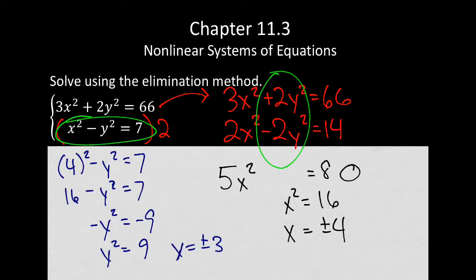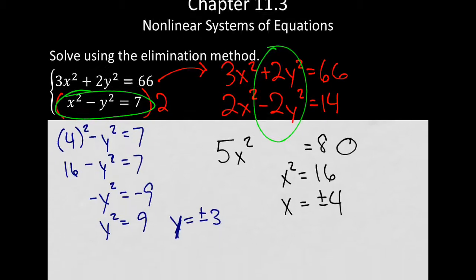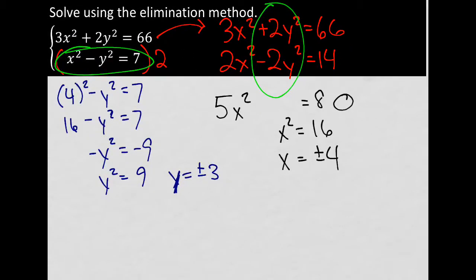Now, again, here's another one of those places we've got to be careful. What did we substitute in for x? We substituted in x equals 4. And if x equals 4, y equals plus or minus 3. So that's actually two solutions. x equals 4, y equals 3. x equals 4, y equals negative 3.